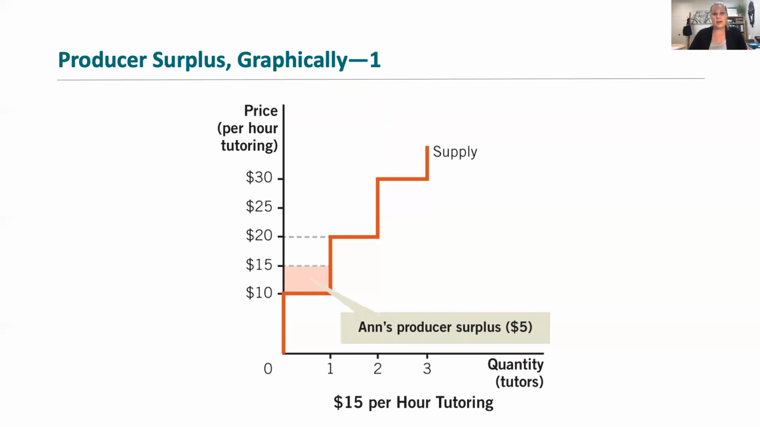It's represented here by the area of this rectangle. The height of the rectangle is the difference between what Anne actually receives and what she was willing to accept. The width of the rectangle represents the one producer who's participating in this transaction.